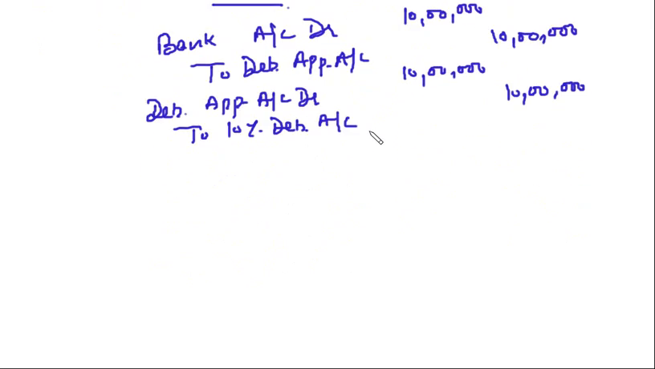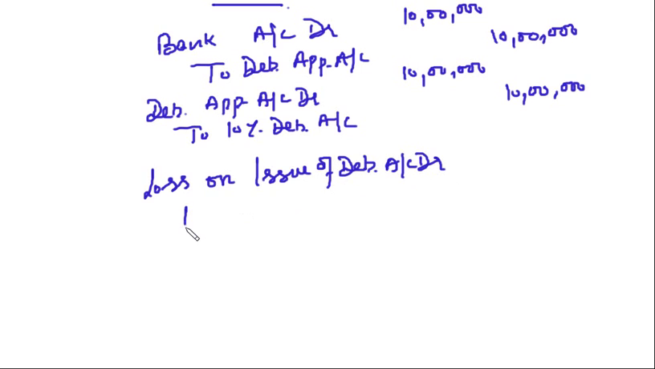So how to record this loss? Loss is your expense. Right? The journal entry will be loss on issue of debentures account debit to premium on redemption of debentures. Clear?